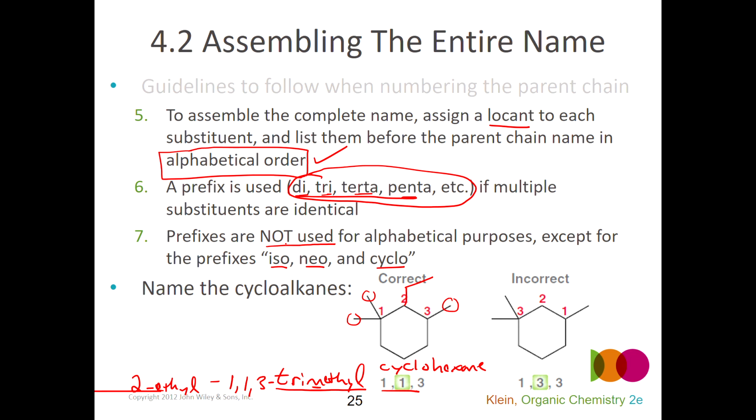But the alphabetization part is not that important, right? If I wrote 1,1,3 triethyl first and then 2-ethyl next, you could still draw the structure. The alphabetization isn't that important for structure. It's more important for listing names of compounds and indices and being able to find them based on listing them alphabetically. But that's not really that relevant anymore now in the age of computers.